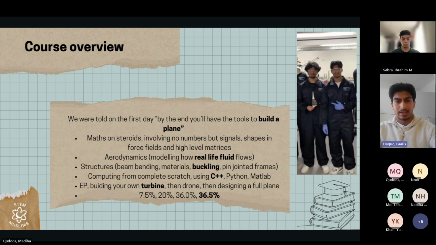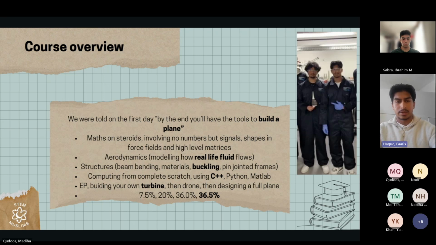And computing, everything in this course uses computing. You need to be as good at MATLAB as you are at Microsoft Word. So it starts from complete scratch, but you move on from MATLAB to learning how to work Python, to learning how to use C++. And these are especially integral in the projects that we're going to do, which involve solving numerical methods using these codes.